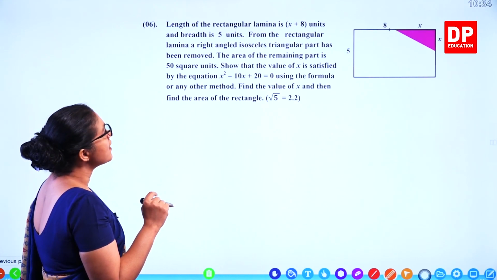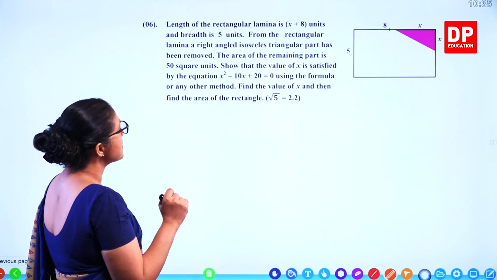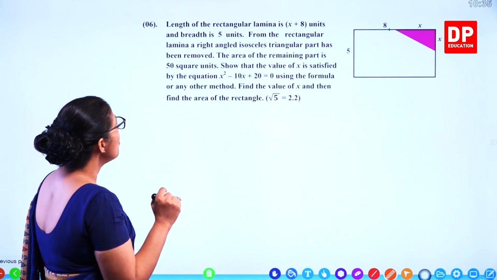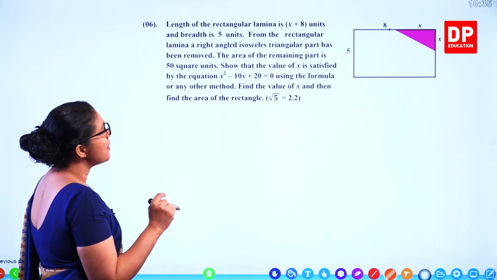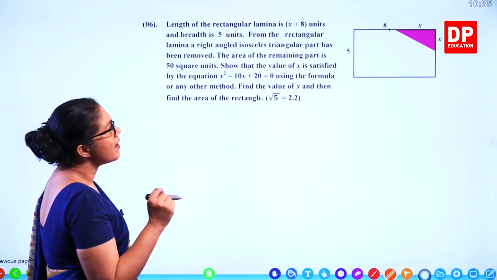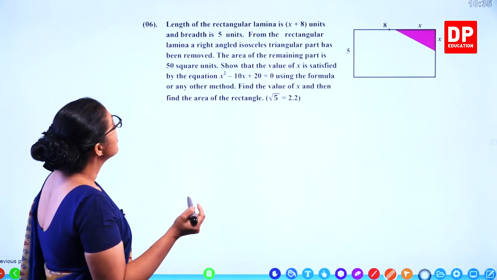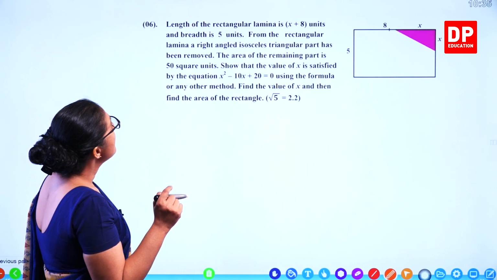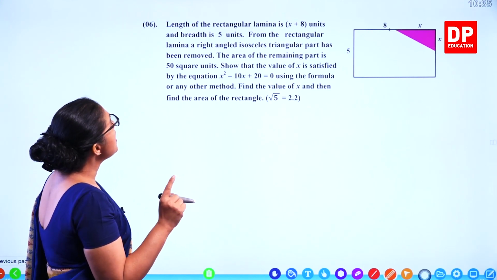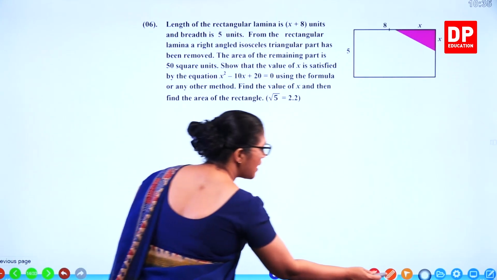Show that the value of x satisfies the equation x squared minus 10x plus 20, and then using the formula or any other method, find the value of x and then find the area of the rectangle. So we have to form an equation. So what they say, area of the remaining part is 50 square units. So we can construct an equation there.